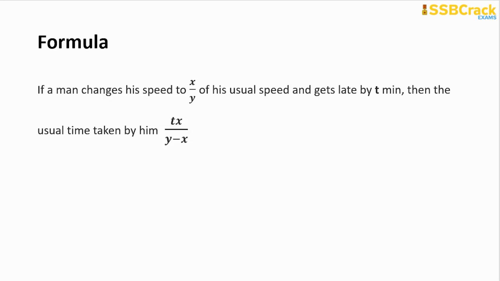Alright, let's understand, there is a man who changes his speed to x upon y of his usual speed. Understand, there was a man who was already walking or maybe running, he is in motion with the usual speed. There was a certain original speed, but suddenly he has changed his speed to x upon y of his usual speed, and he is getting late by that, and that time is mentioned in the question as t minutes. So there is a man who has changed his speed to x upon y part of his usual speed and is getting late by certain t minutes.